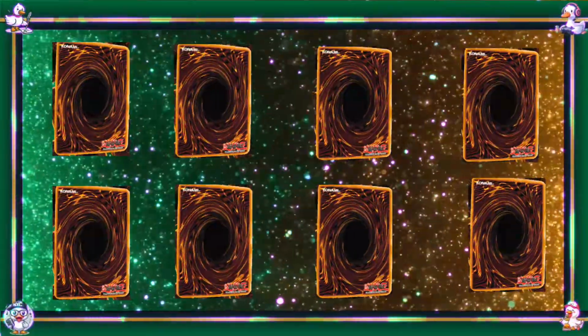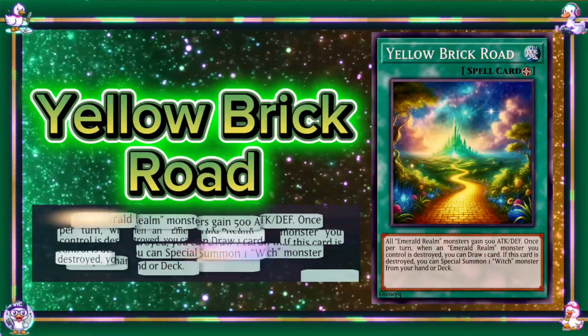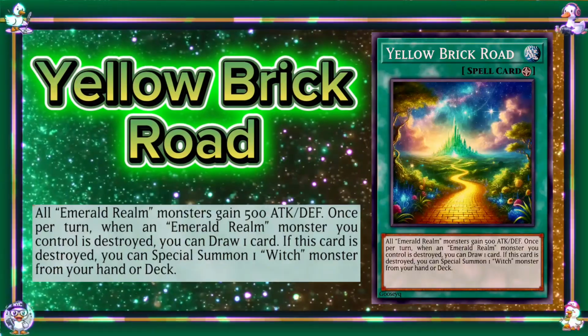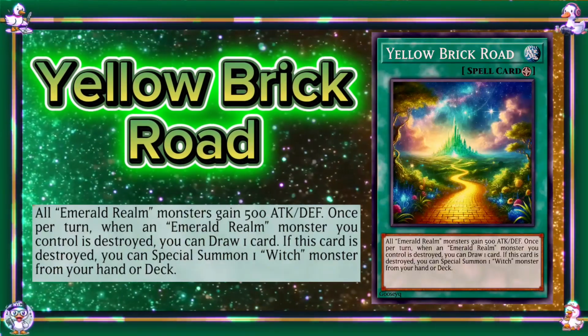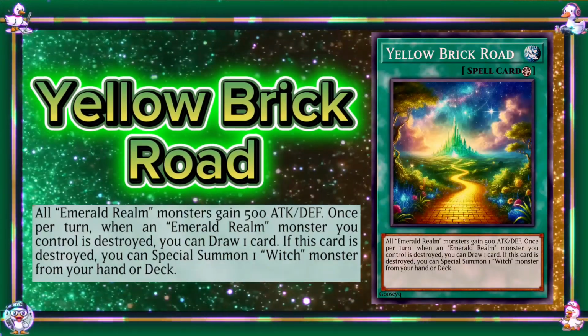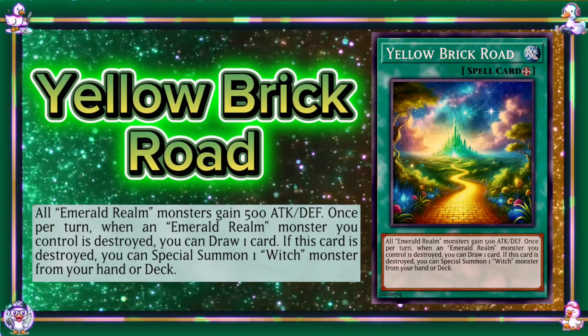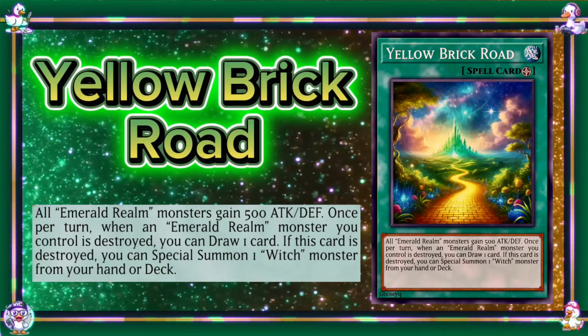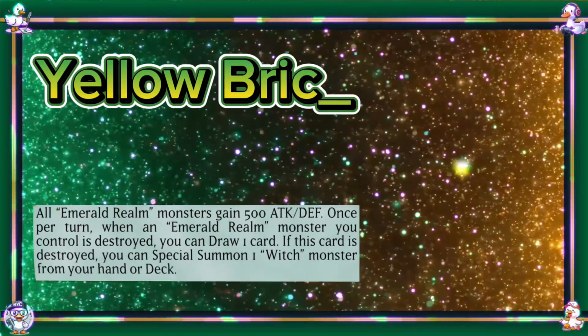Starting with the cards, we have our main card, the field spell, Yellow Brick Road. All Emerald Realm monsters gain 500 attack and defense. Once per turn, when an Emerald Realm monster you control is destroyed, you can draw one card. If this card is destroyed, you can special summon one Witch monster from your hand or deck.